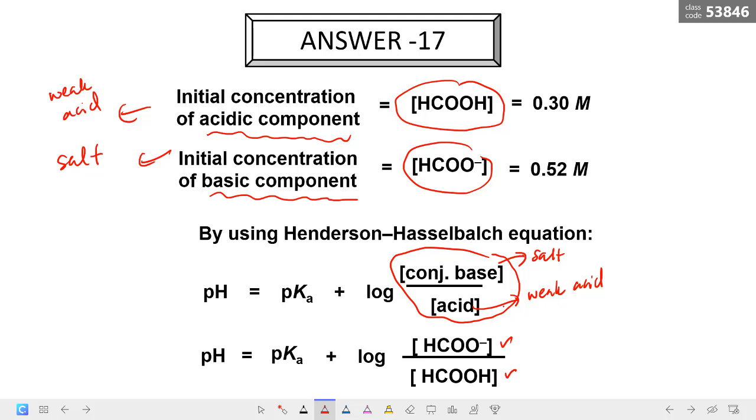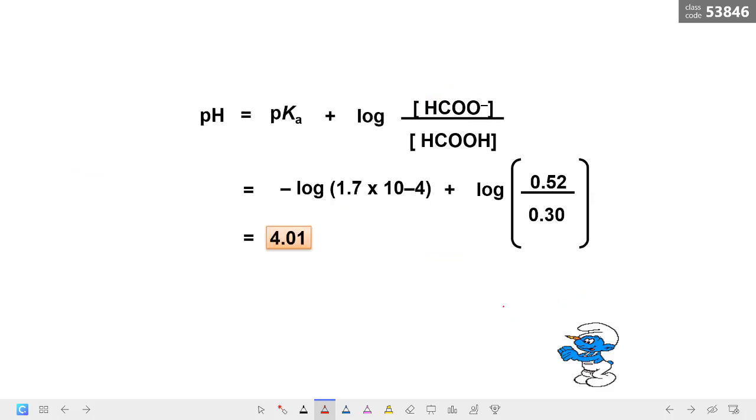Okay, and gantikan, substitute all the values. So, yang ini tolong hati-hati ya. Log itu adalah log kepada hasil bagi dua concentration ini. So, you can see the pH of this acidic buffer solution is 4.01. It shows that the pH is less than 7. Tapi kita kena kira lah. Okay. So, itu satu contoh macam mana nak kira pH acidic buffer solution.